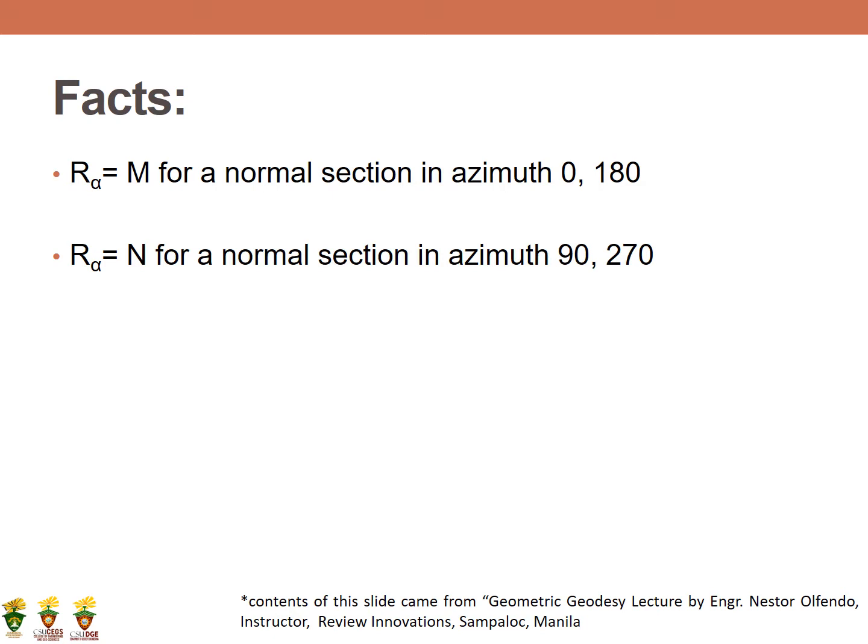And the radius of curvature at any azimuth will be equal to the prime vertical section radius for a normal section in azimuth 90 and 270. If you use that azimuth, then the radius of curvature will be equal to the prime vertical section radius. And at azimuth 30, 150, 210, and 330, the radius of curvature at any azimuth will be equal due to its symmetry.